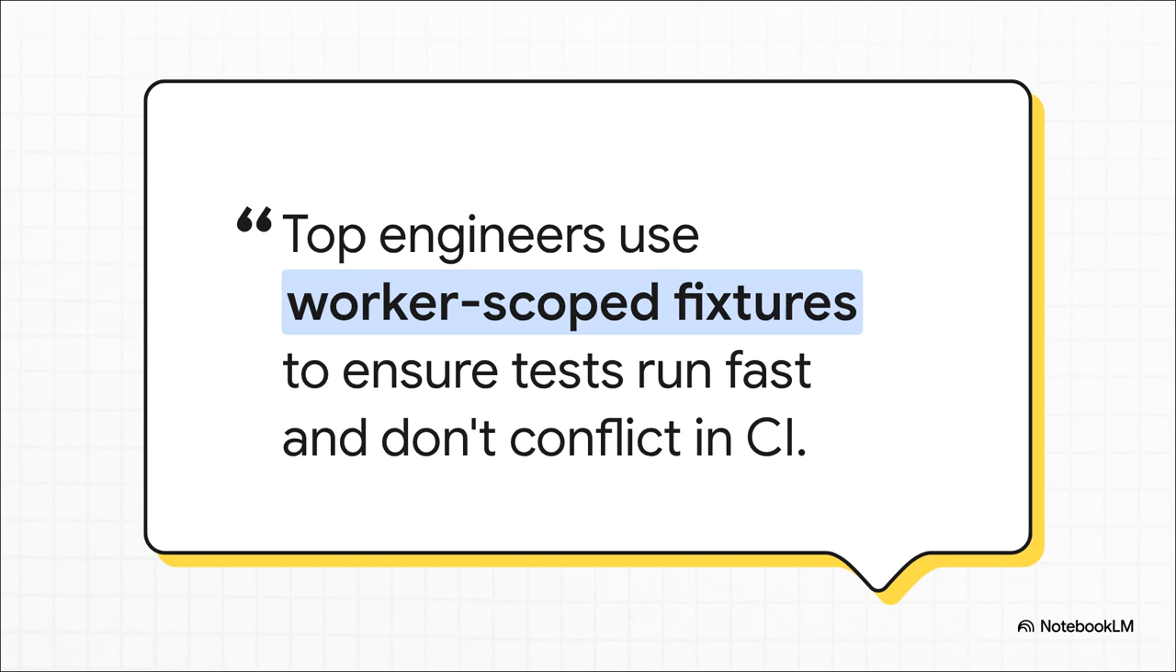The best engineering teams I've seen, they don't just turn tracing on. They use it strategically. They set it up to run only on the first retry of a failed test. This is their secret weapon for catching those flaky, intermittent bugs without generating tons of useless files for tests that passed. This is how the pros do it.